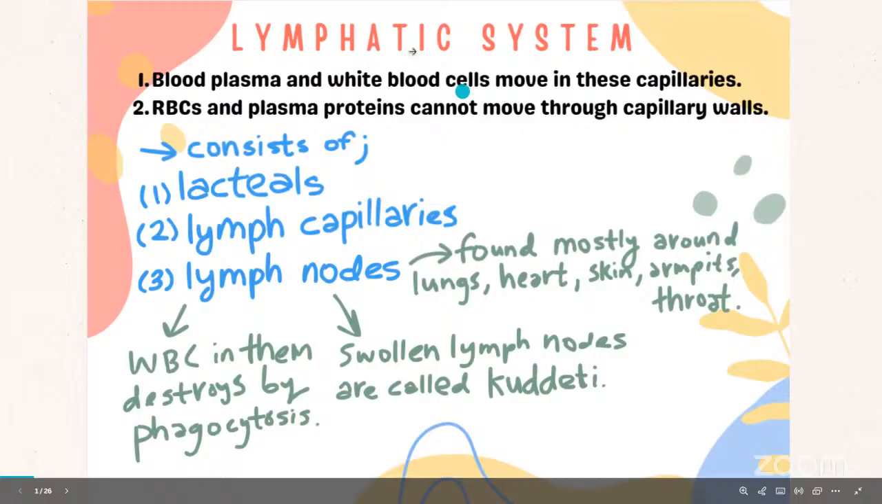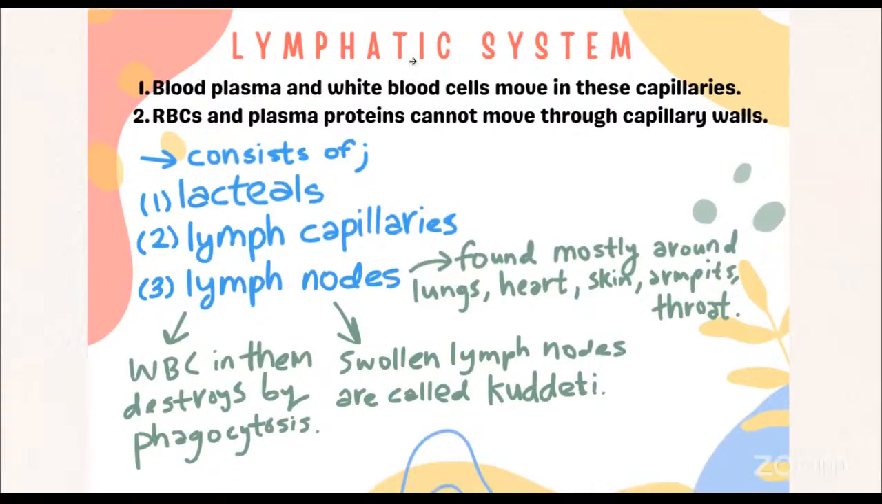Yes, that's right. Glomerular filtrate. Very good. So glomerular filtrate is another type of fluid that does not have red blood cells and plasma proteins. Okay. Now take a look at this.